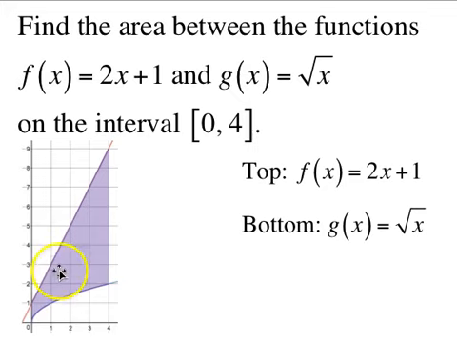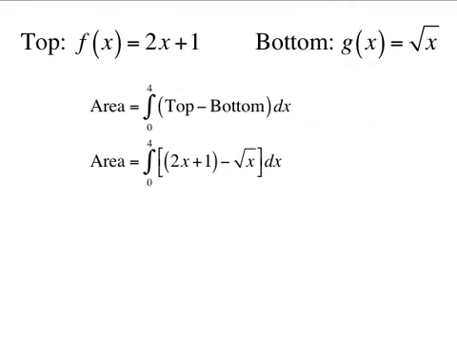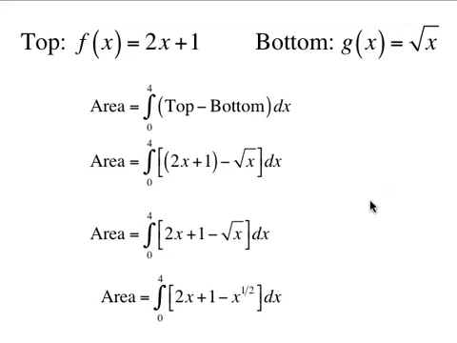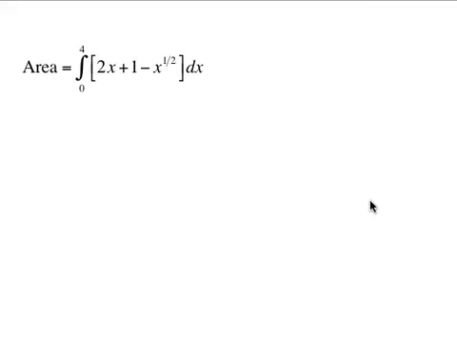But again, remember the area is the integral of the top function minus the integral of the bottom function. The integral of the top function 2x plus 1 minus the bottom function root x, integrated from 0 to 4. So that's what we have, and we have to go ahead and simplify that integral. Well, 2x plus 1 minus root x is just 2x plus 1 minus root x, so that's nice and easy. And then we've got to find the antiderivative. But let's rewrite square root of x as x to the 1/2 power. That will make it a little easier for us to evaluate.